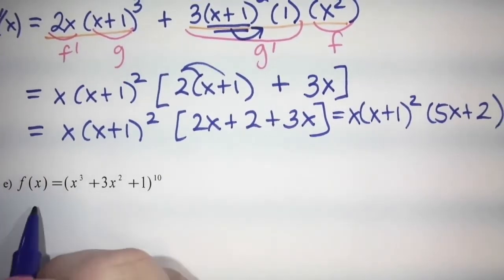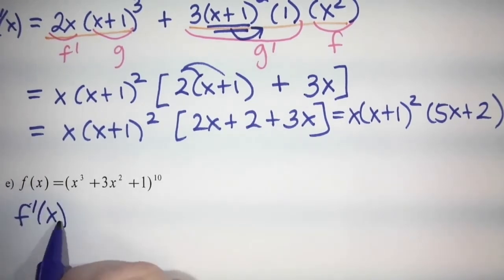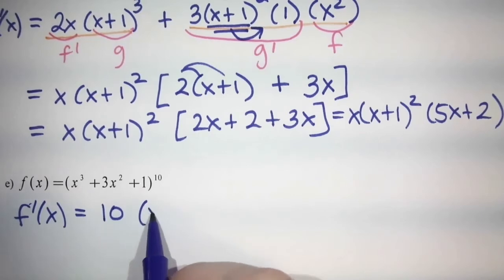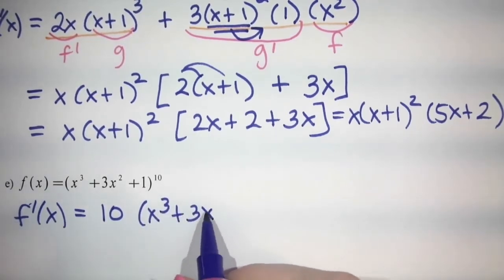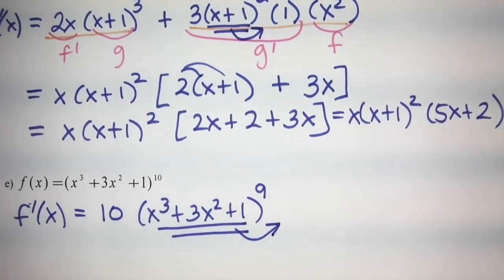Okay, part E. f of x equals something to the 10. So we have (x cubed plus 3x squared plus 1) all to the 10. So our derivative would be 10 out in front, (x cubed plus 3x squared plus 1) to the 10 minus 1, which is 9, times the derivative of the bracket over here by the chain rule.